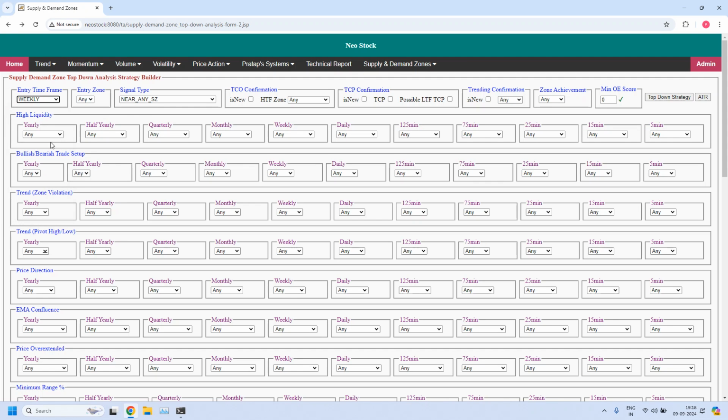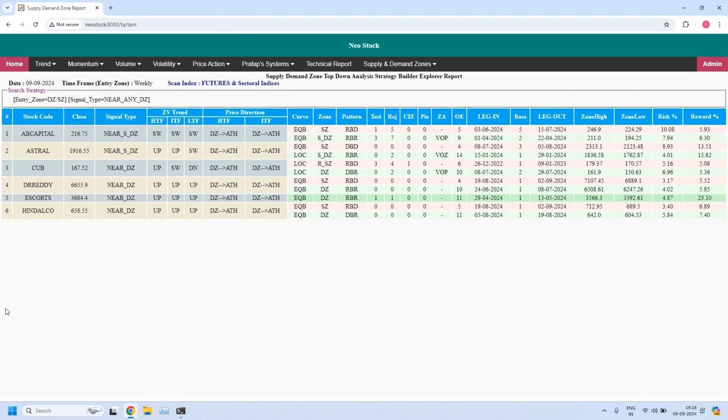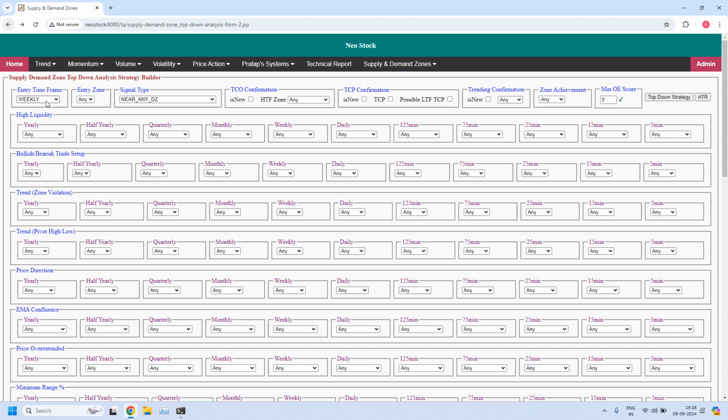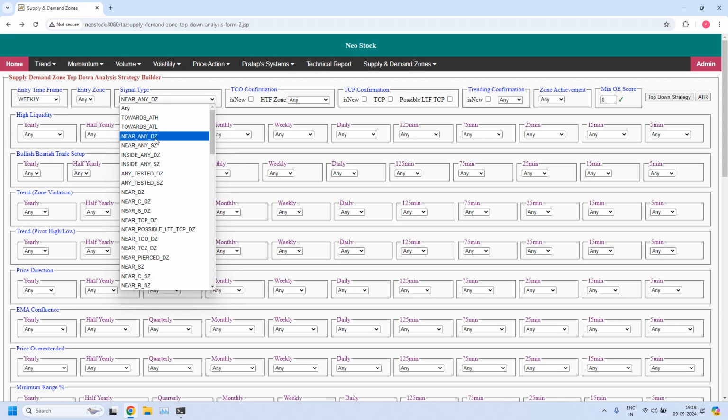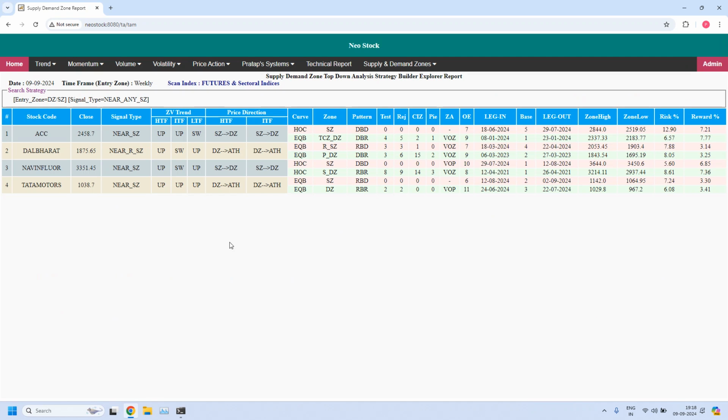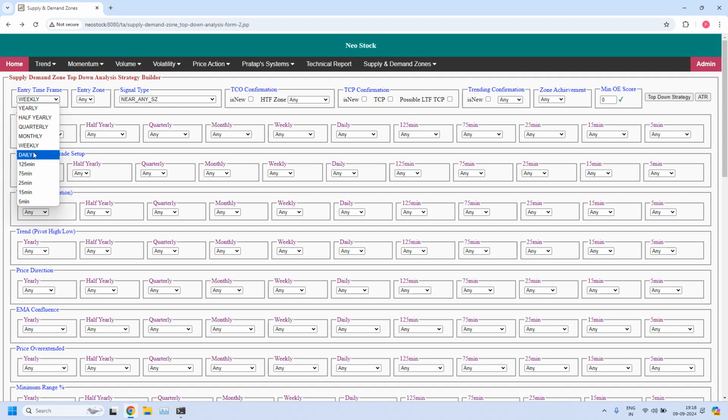Next, weekly time frame, let us find the stocks near weekly demand zone. Six stocks are filtered. Next, for weekly time frame, let us find the stocks near weekly supply zone. Four stocks are filtered. Next time frame is daily.